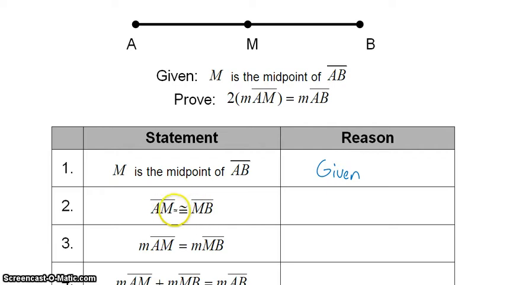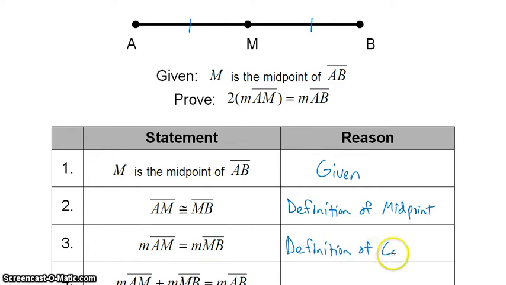Well, if M is the midpoint, then these two segments have to be congruent. How do I know that those two segments are congruent? Well, M is the midpoint. That's really the definition of midpoint. The reason I know that these two segments are congruent is because M is the midpoint. Well, if those two segments are congruent, their measures have to be equal. They both have to be the same length. To switch from two segments being congruent to their measures being equal is the definition of congruence.